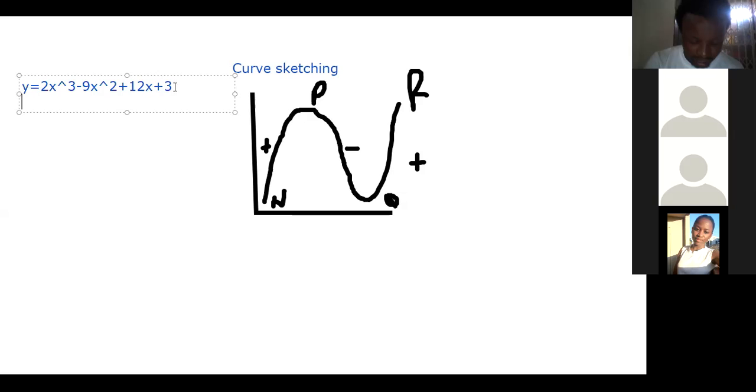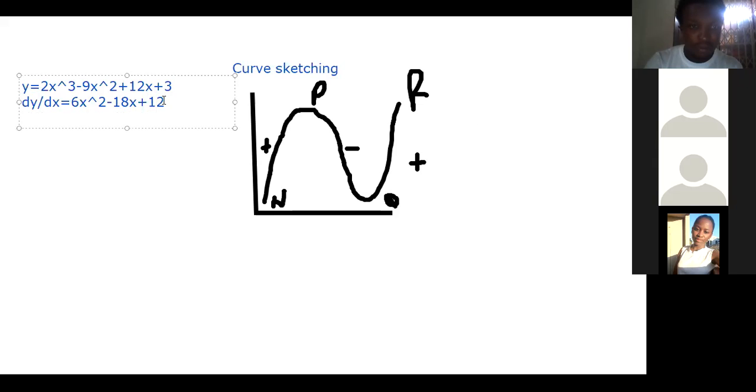And so the first thing we are going to do, as the question says, is differentiate with respect to x. So dy/dx is equal to, what are you getting, please? We are all doing it together. 6x squared minus 18x plus 12. So we want to find the ranges.